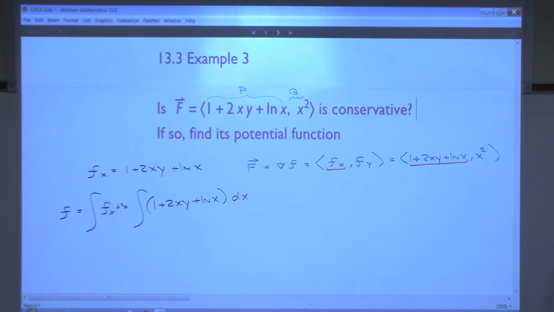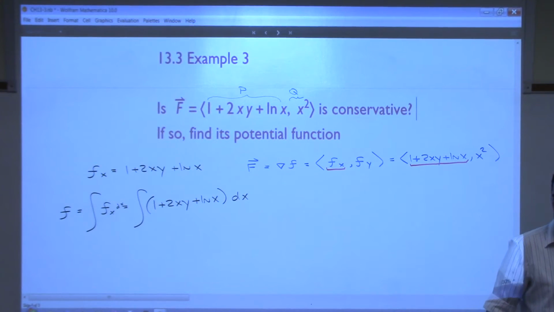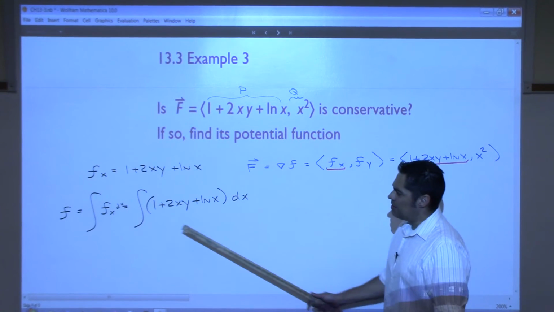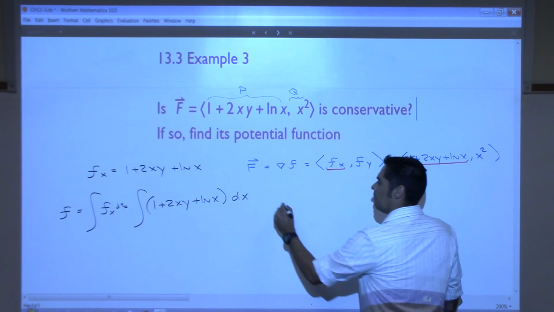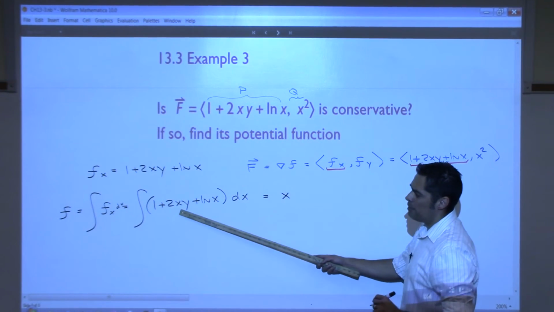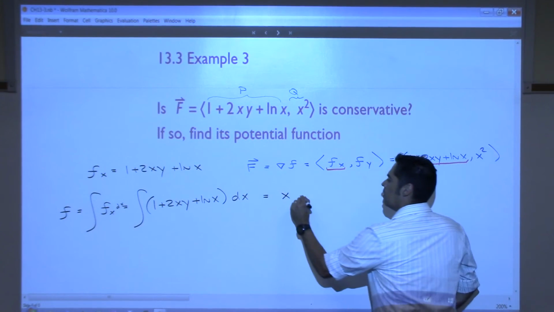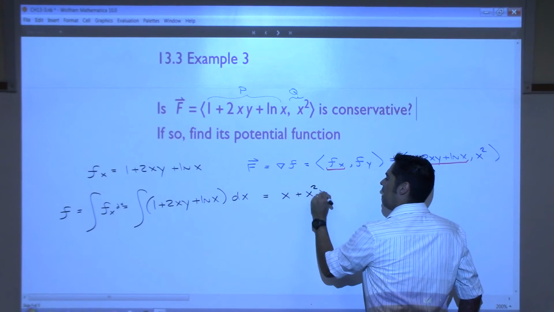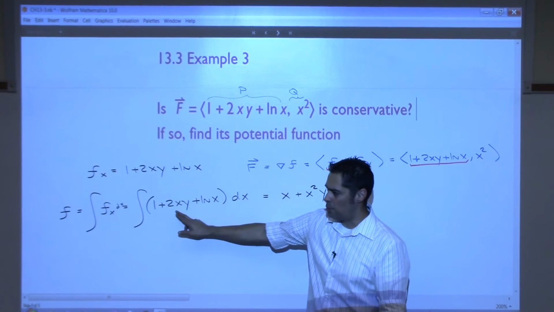The reason we're calling it partial integration is because we're integrating with respect to only one of the variables. We have two. So just think backwards now. What's the antiderivative of 1 with respect to x? Just x. What's the antiderivative of 2xy with respect to x? x squared y, right? And just double check, if I take the derivative of that with respect to x, I would get 2xy.